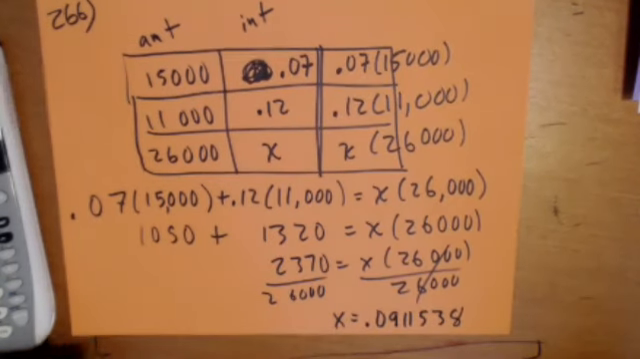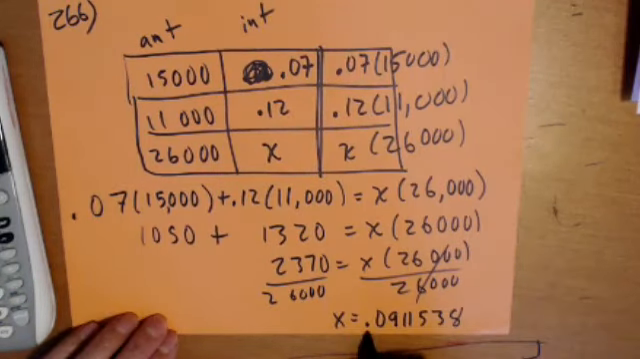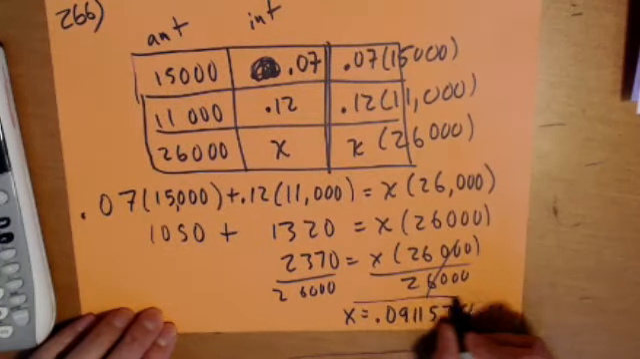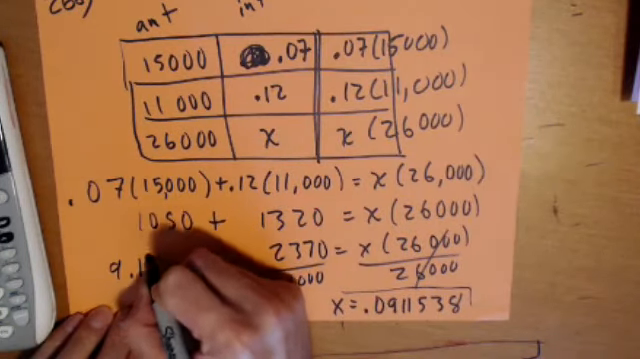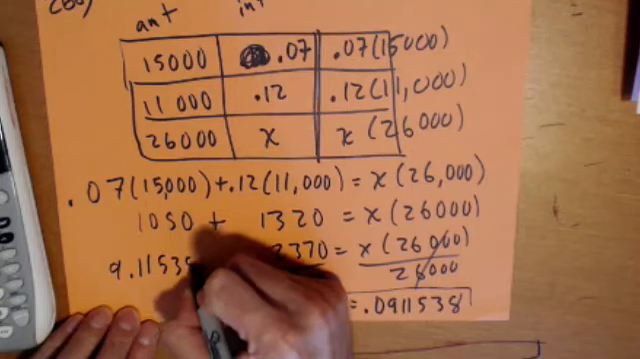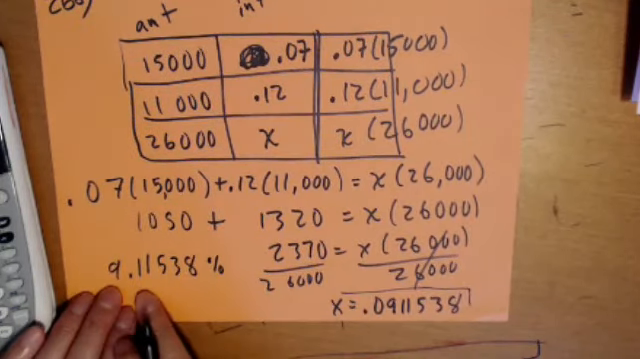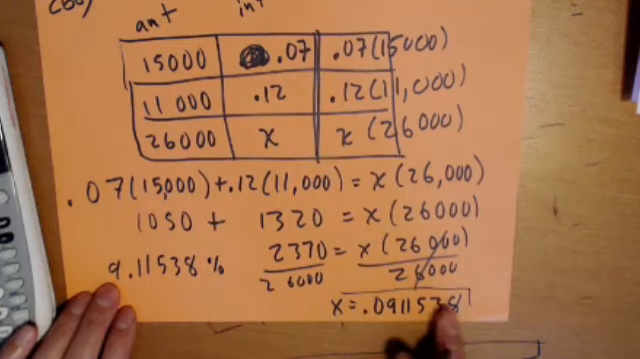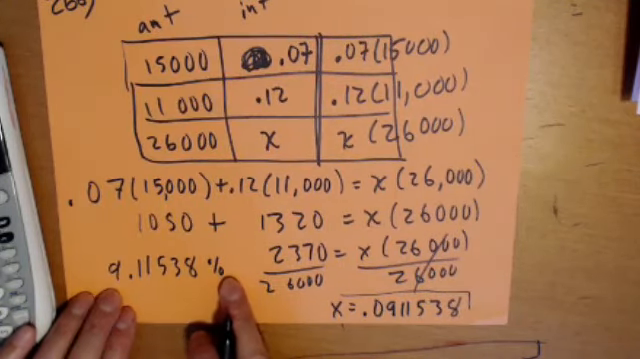0.0911538. So they are wondering what's the average interest rate? Round your answer to the nearest tenth of a percent. So as a percent, if this is x, that would be 9.11538 blah, blah, blah percent. They want us to round to the nearest tenth of a percent. So first I convert it to percents, and then they want us to round to the nearest tenth.